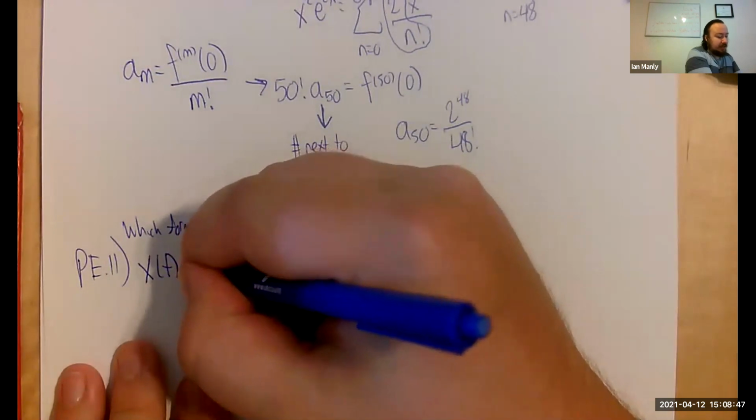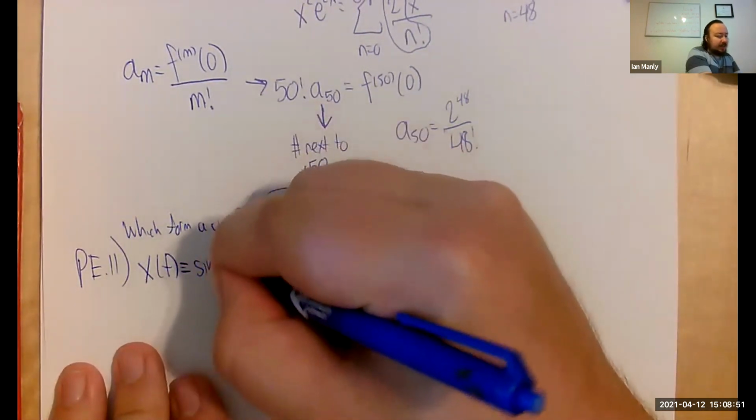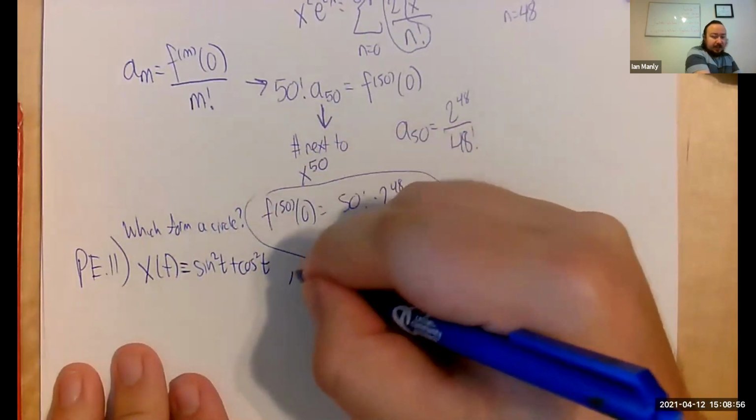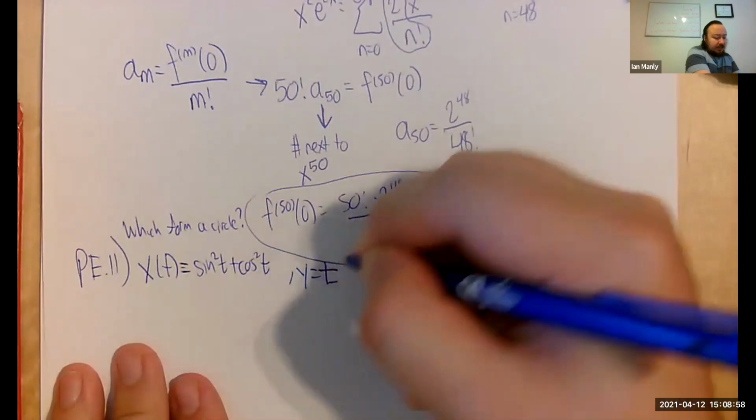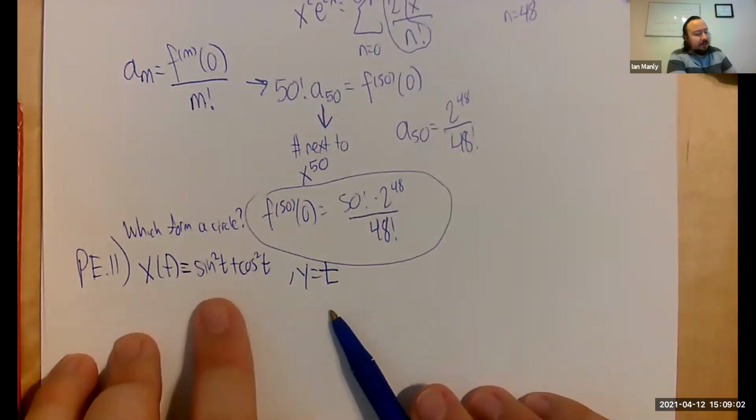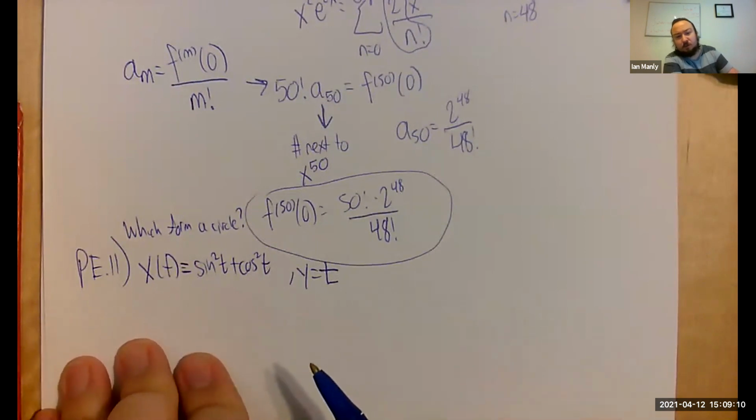All right, so let's take a look at the first option here. We have x is sine squared of t plus cosine squared of t, and then y equals t. All right, so what do you think? Do you think this is going to form a circle or not? That's some no's. Yeah, that's right. This is not going to form a circle.